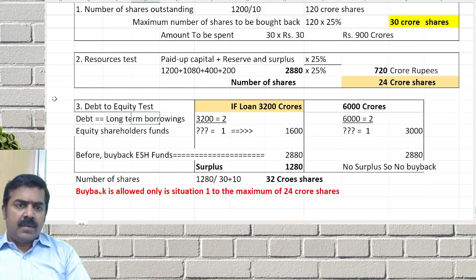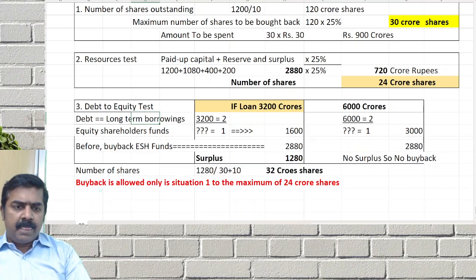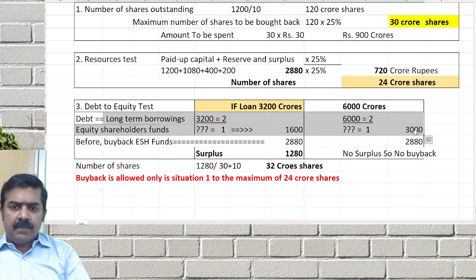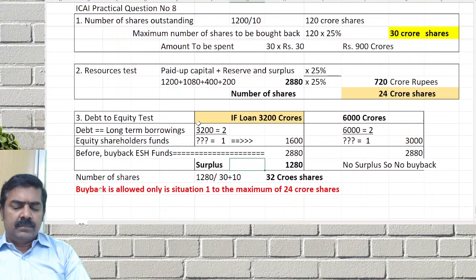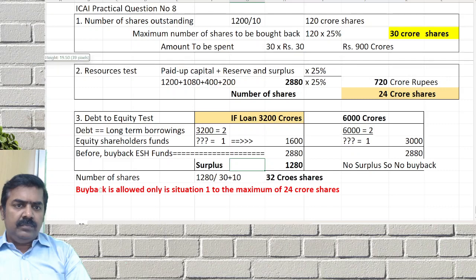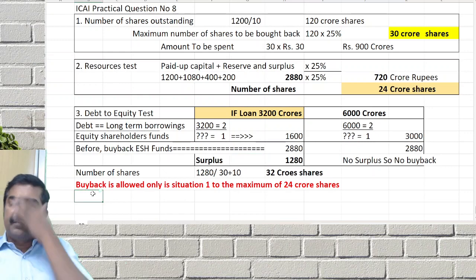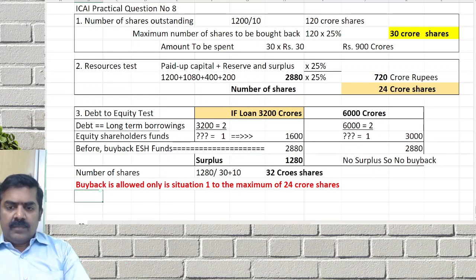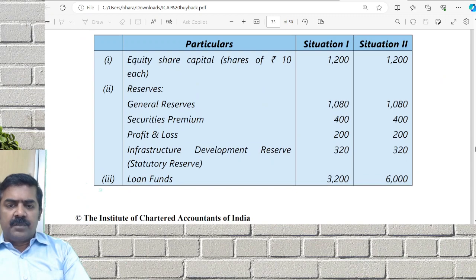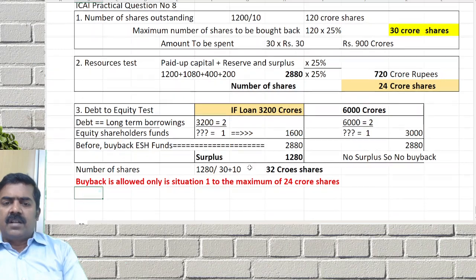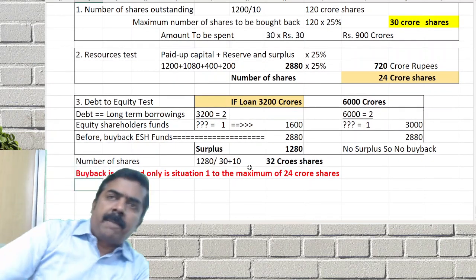Try to pass the journal entries. We are not taking infrastructure development reserve because it is given as which reserve? Statutory reserve. We are asked to pass the journal entry.